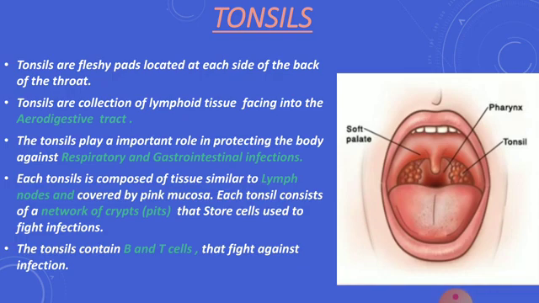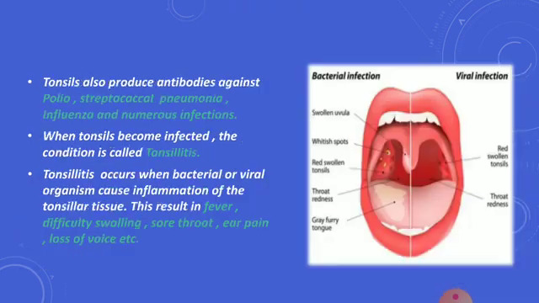And the next secondary lymphoid organ is the tonsils. Tonsils are fleshy pads located at each side of the back of the throat. The tonsils play an important role in protecting the body against respiratory and gastrointestinal infection. Each tonsil consists of a network of crypts that store cells used to fight infection.